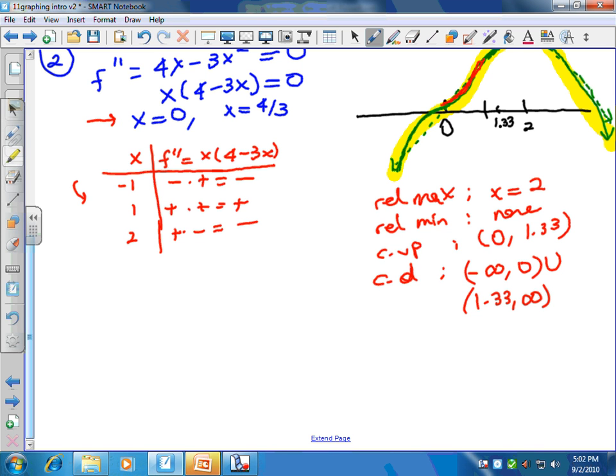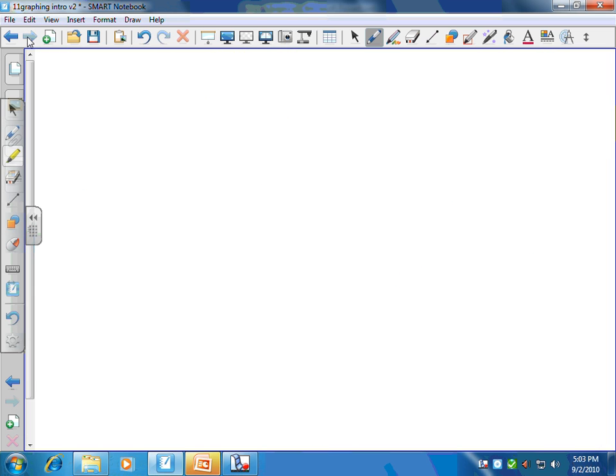Okay, now here is another interesting example. This one's going to be a little bit unusual. For this one, I'm not going to give you any functions at all. You'll have no equations, no f prime, but all I'm going to give you is a sign chart.